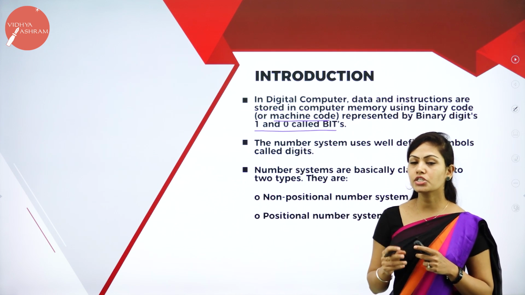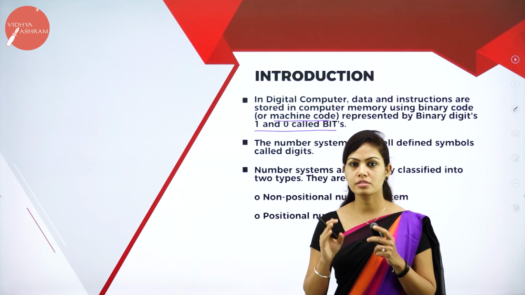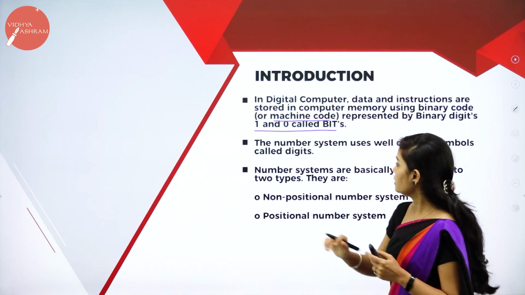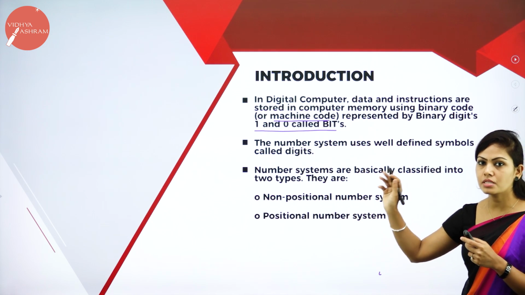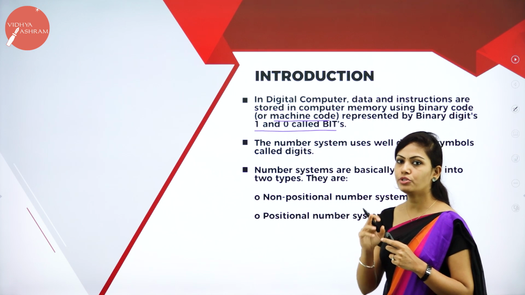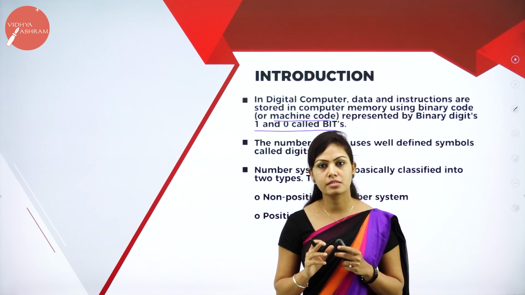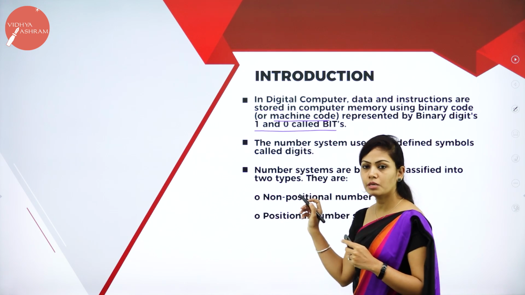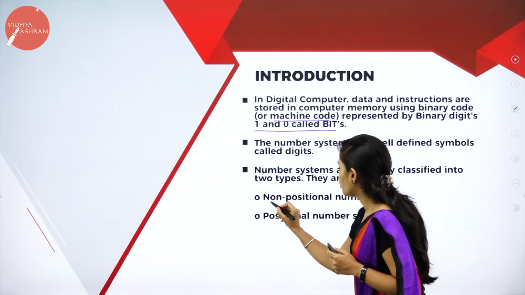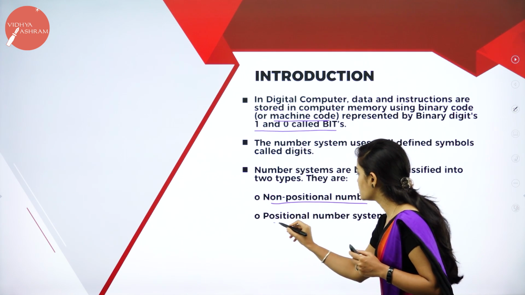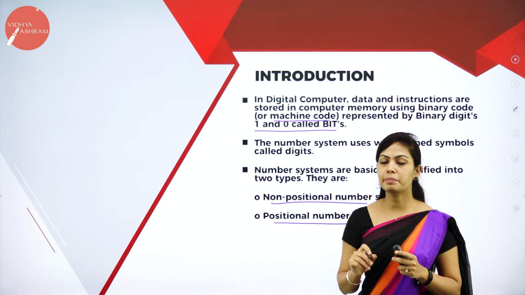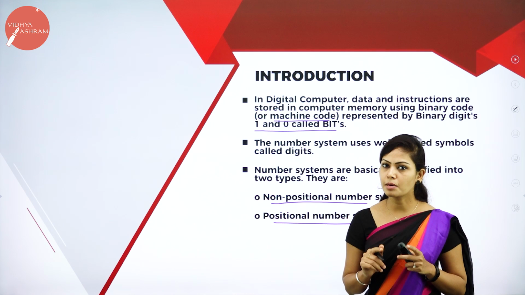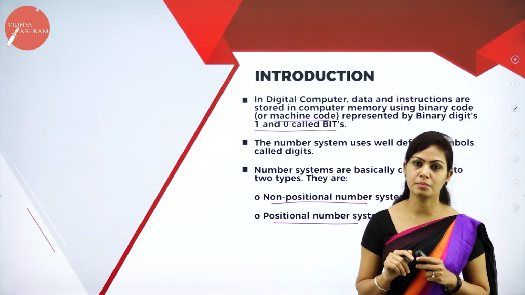So data and instructions are converted into machine readable code, that is in the form of binary codes called 1 and 0, that is called as bits. And the number system uses well-defined symbols called digits. So in number system, we have to use some symbols and only the digits. So number system is a representation of numbers. And in number system, we have 2 types of number system, that is non-positional number system and positional number system. 3 marks question, what is number system and what are the types of number system?